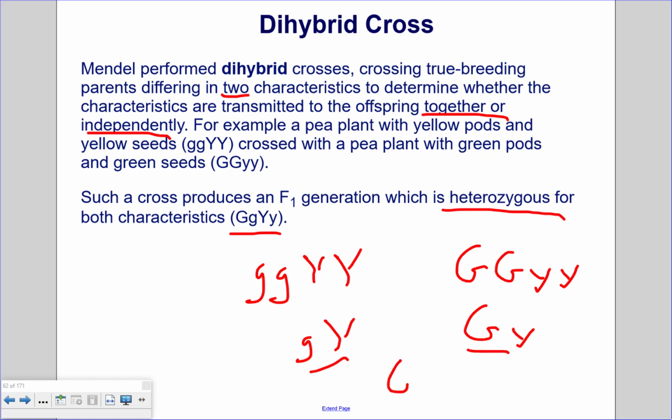we get big G, little g, big Y, little y. It's important that we keep the same types of letters together. Keep the capital G with the lowercase g and the capital Y with the lowercase y.